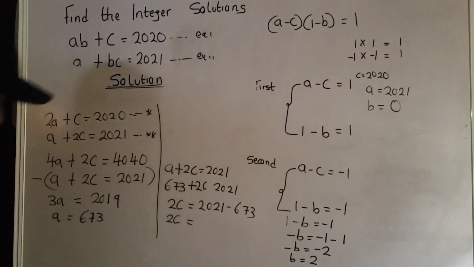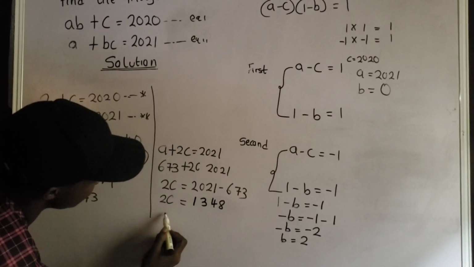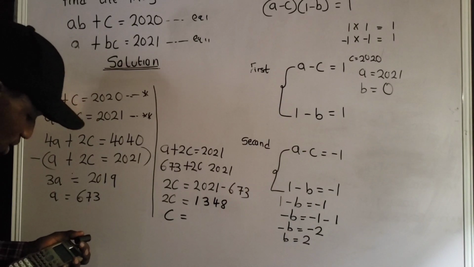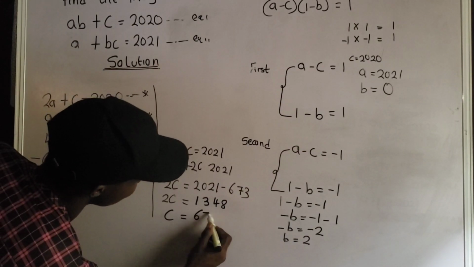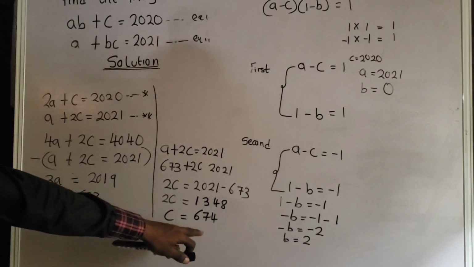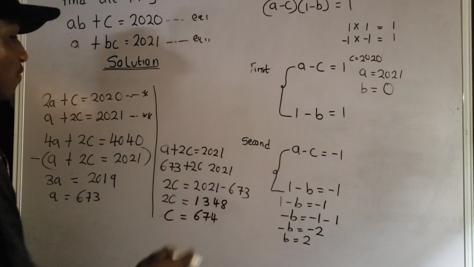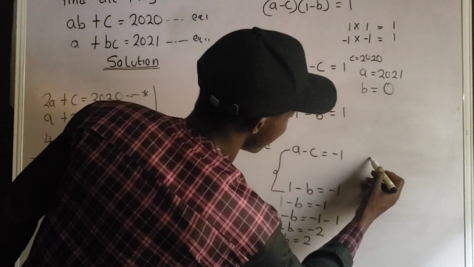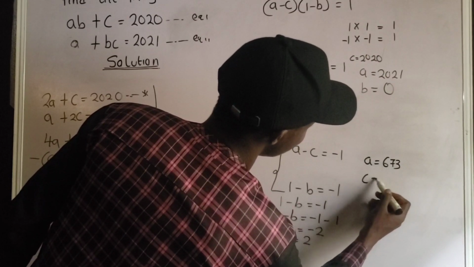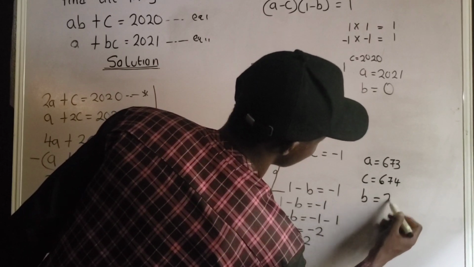2c is equal to 1348. Okay, divide both sides by 2. c is equal to 1348 divided by 2. That is 674. So the value of c is 674. So the values of a, b, c for the second solution are a is equal to 673, c is equal to 674, and b is equal to 2.